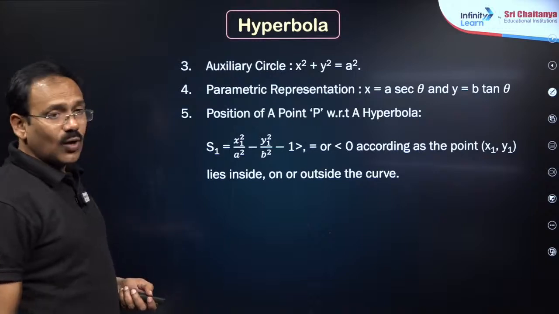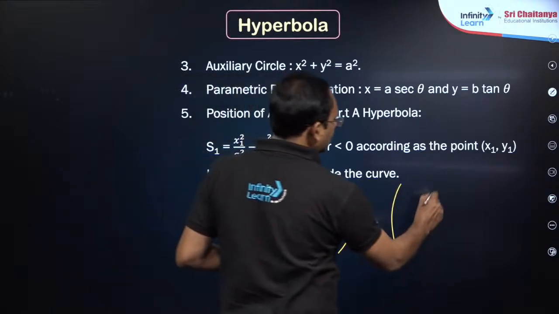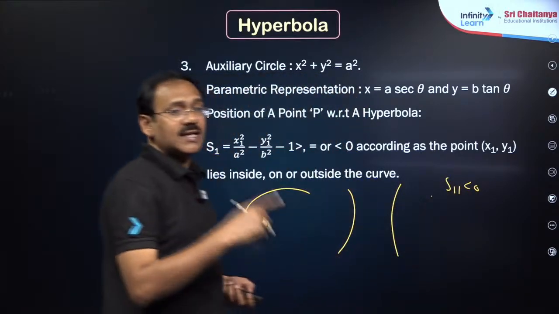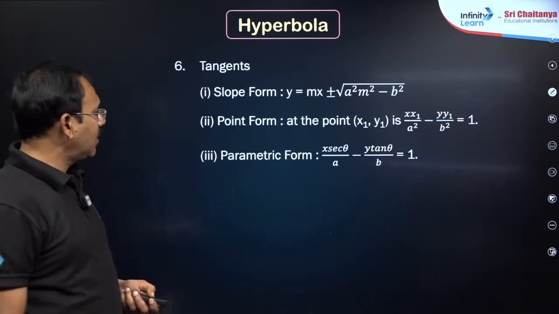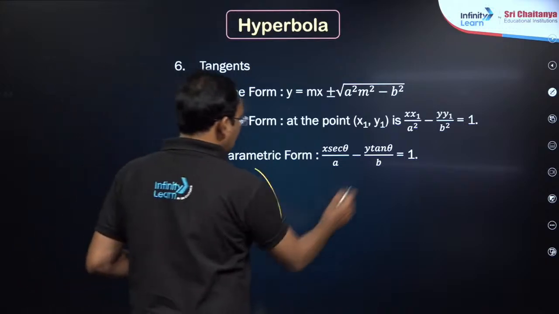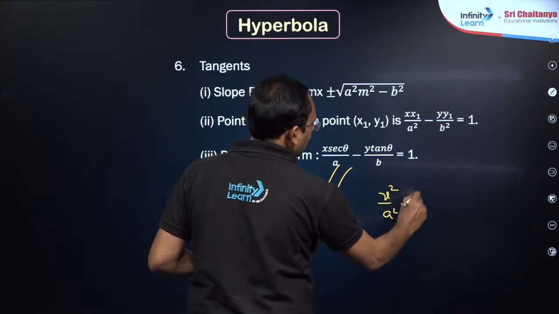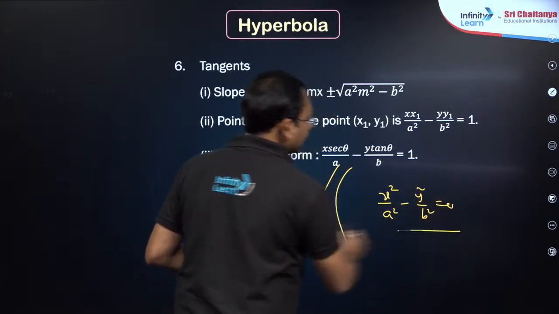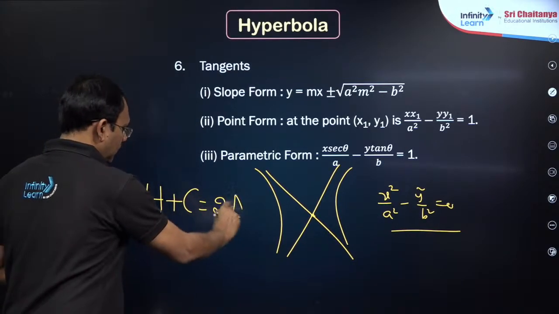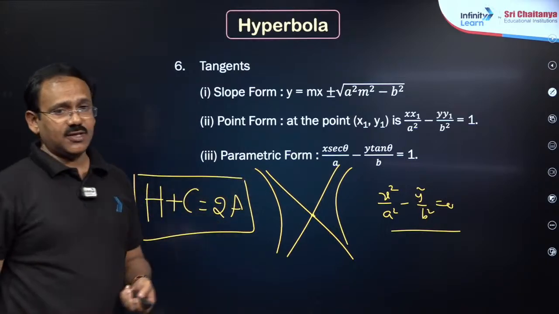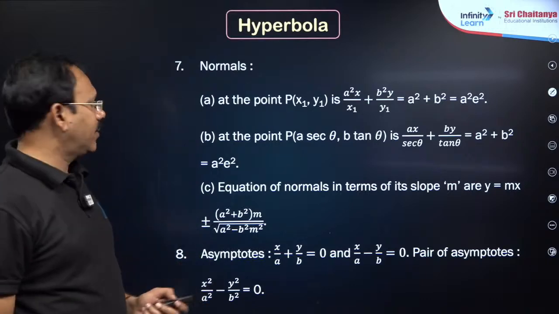And here one special point is, for the hyperbola, if S11 is negative, the point lies exterior, and positive means interior. That is one special point for the hyperbola. And asymptotes will also be there. Asymptotes are the lines which touch the hyperbola at infinity, which are nothing but x square by a square minus y square by b square equal to 0. Okay, and hyperbola equation plus its conjugate hyperbola is equal to 2 times the asymptotes equation, right. This is the point. And normal, just go through the formula and remember, that's it.